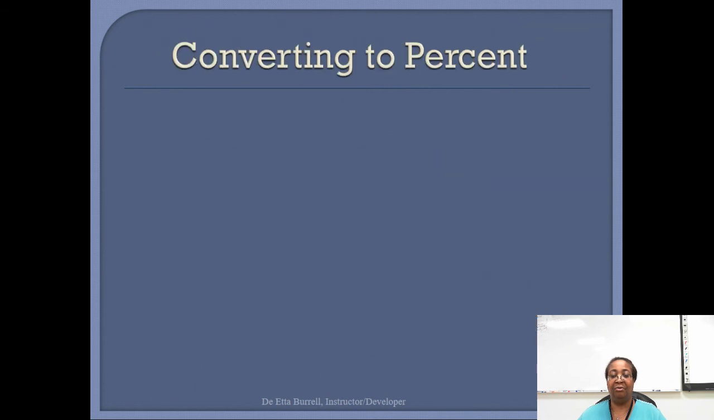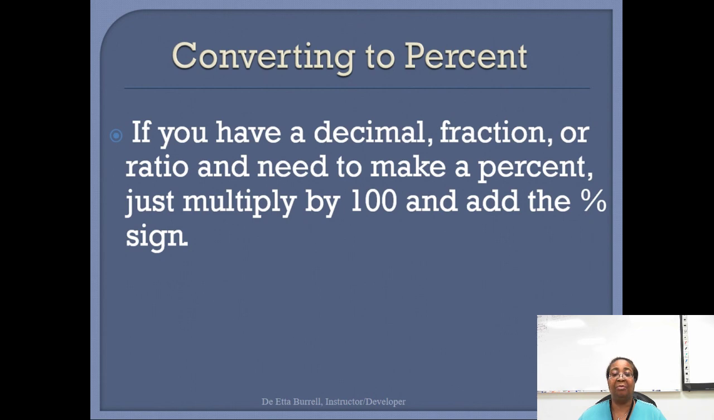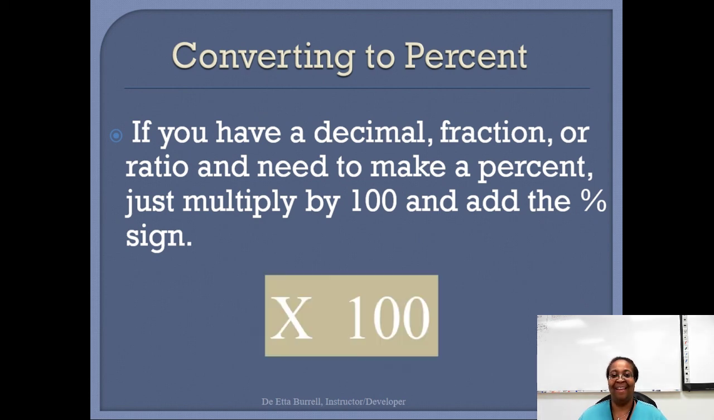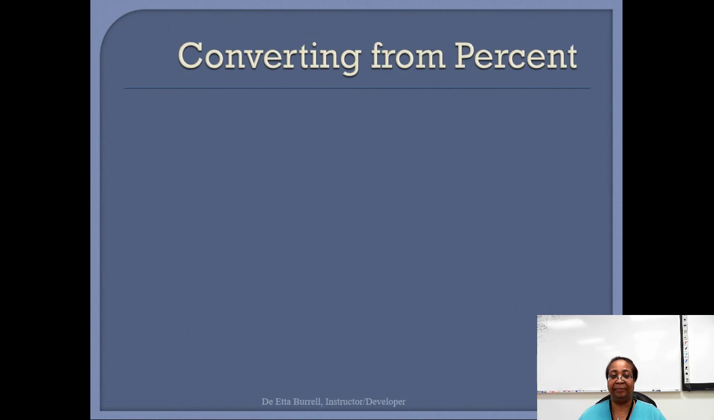Now, there's two general rules that I'd like you to remember when you're converting percentages back and forth to different equivalent number formats. If you have a decimal, fraction, or ratio and need to make a percent, just multiply by 100 and add the percent sign because you don't have the 100 there already. So times it by 100.